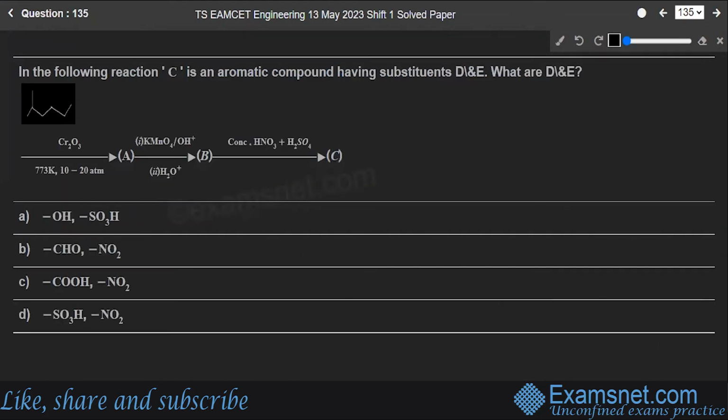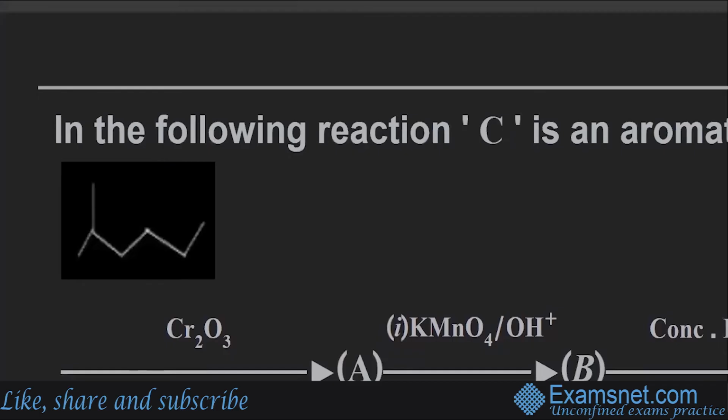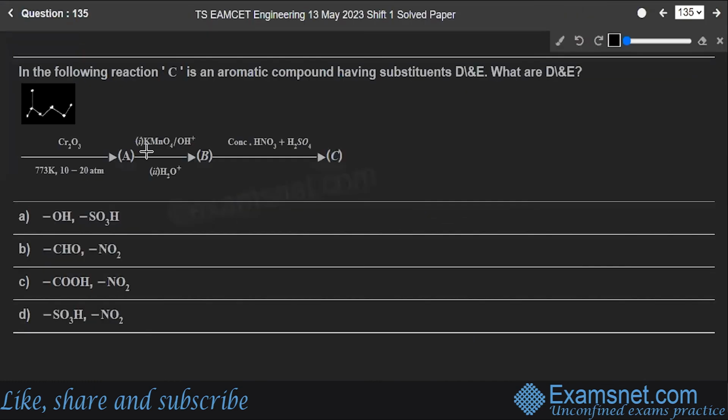Question number 135. In the following reaction, this C is an aromatic compound with the substituents D and E. What are these D and E? Let's see over here. What is this molecule? This is carbon, carbon, carbon. So here carbon. This is 2-methylhexane. So when 2-methylhexane is passed over chromium oxide at 773 Kelvin and 10 to 20 atmospheric pressure, it gives you, let's write it over here, which is this.